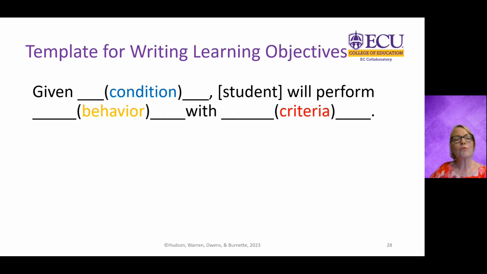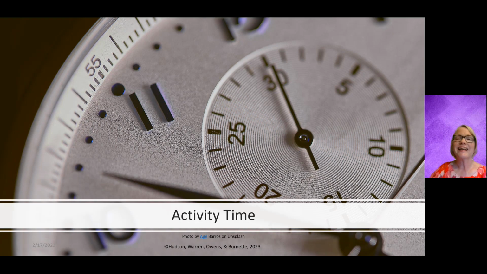Here's a template for writing objectives that I found helpful when writing them. You take the condition, the behavior, and the criteria, and you plug it in to this template to write a good, solid STO. Feel free to use that.